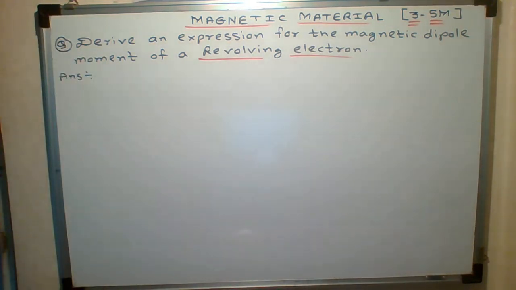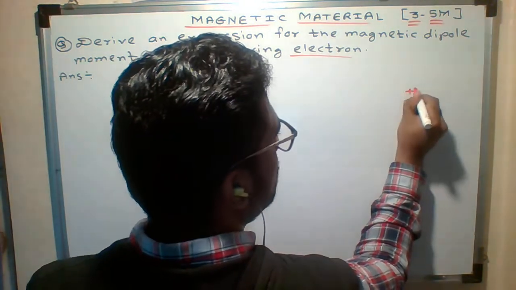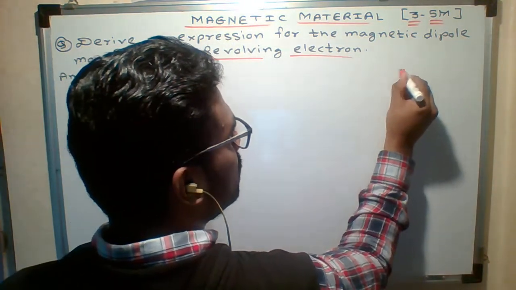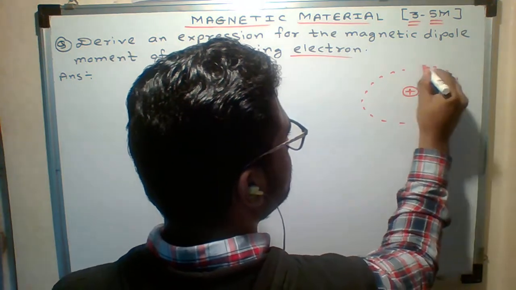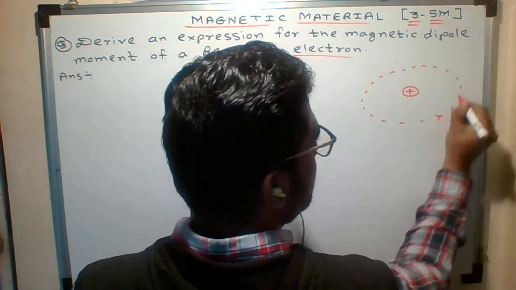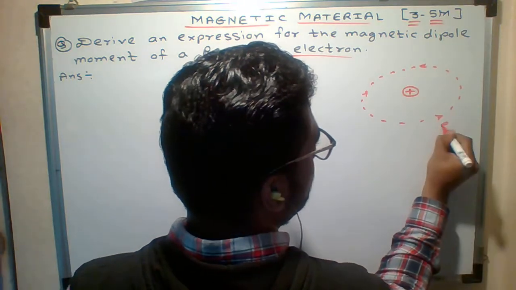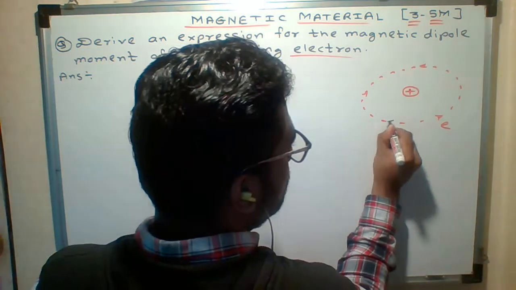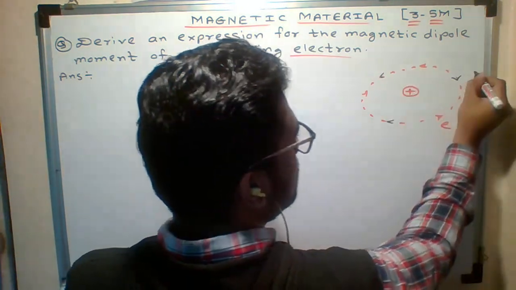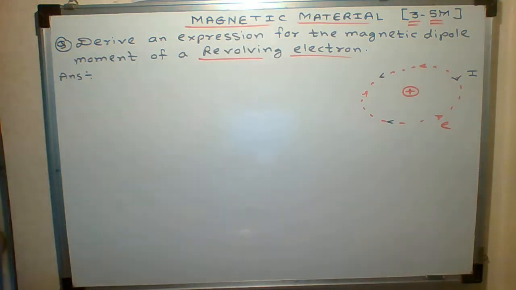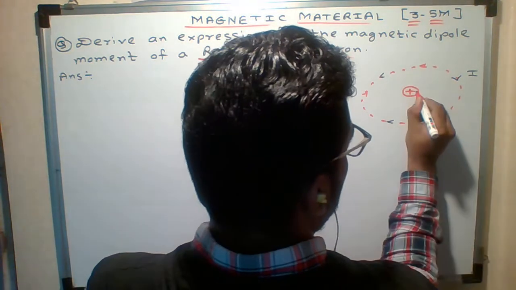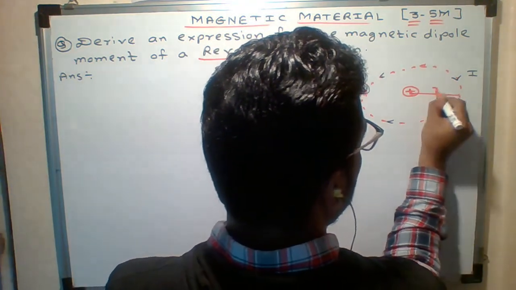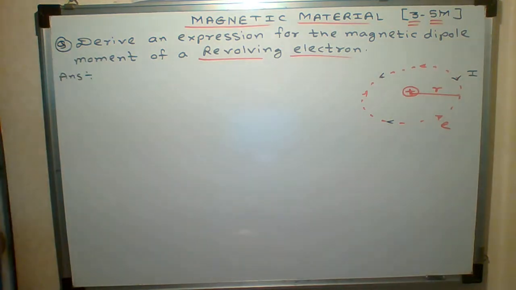So students, as we know, if I consider a positive nucleus, around the positive nucleus an electron is revolving. Suppose the electron is revolving in anti-clockwise direction. Then the direction of current will be clockwise, because it is the conventional direction of the current. When the electron is revolving in a circular orbit, let the radius be smaller, the radius of the orbit.